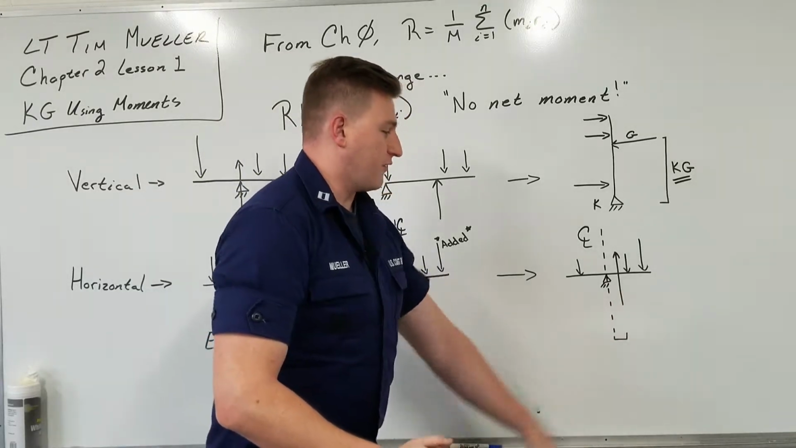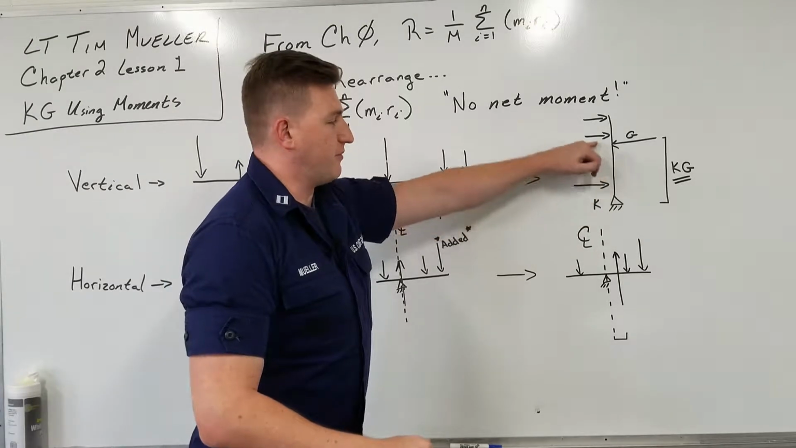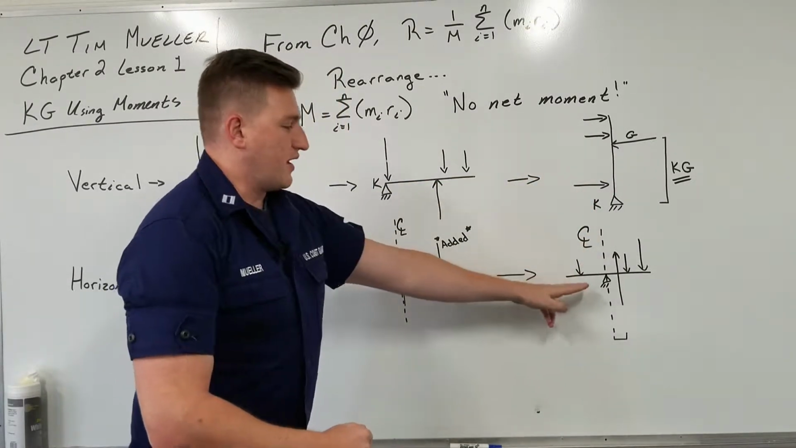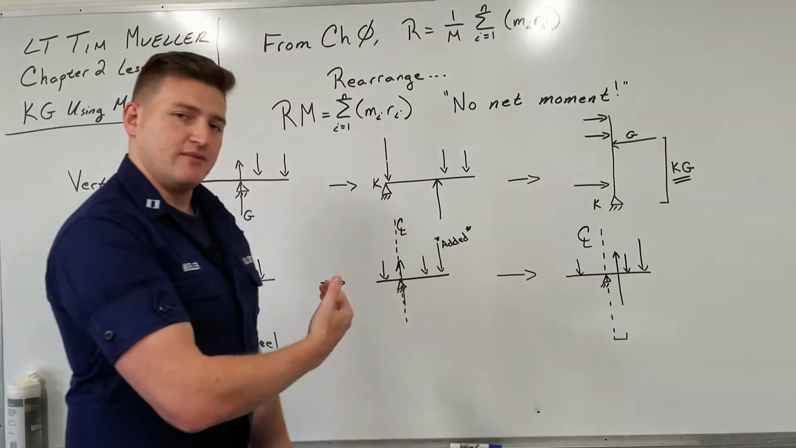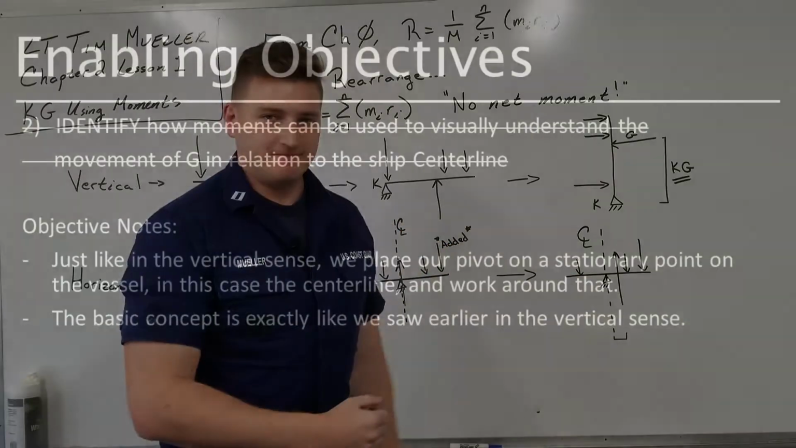center of gravity over. So in the vertical case, everything moved from the keel, so everything was higher than the keel. In the horizontal sense, everything is either to the left, to port, or to the right, to starboard, from the center line of the ship.